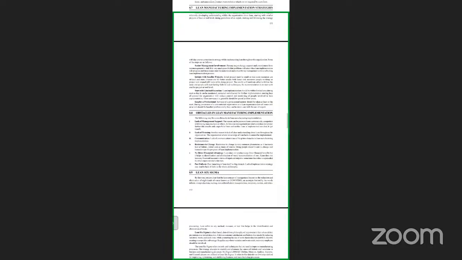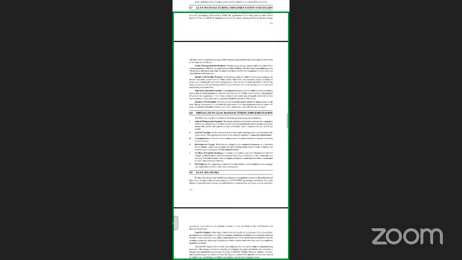We cannot start everywhere at a time, so we always start with smaller projects and smaller changes for better results with lesser risk. And start with limited execution. The implementation should be within a limited area at the start so that it can be monitored, corrected, and directed for further implementation. And employ a professional.